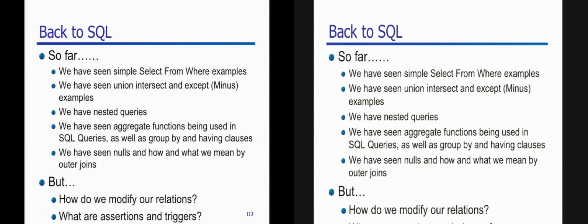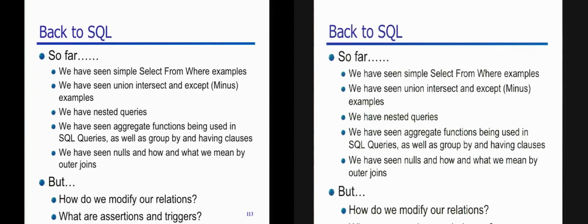Back to SQL. So we've seen simple select-from queries, and we've seen union, intersect, and except. We've seen nested queries. We've seen aggregate functions being used, and then we saw how you can use group by or having clauses as part of your queries as well. And we saw that you can have null, and based on that null, you can also have full outer joins or left outer joins.